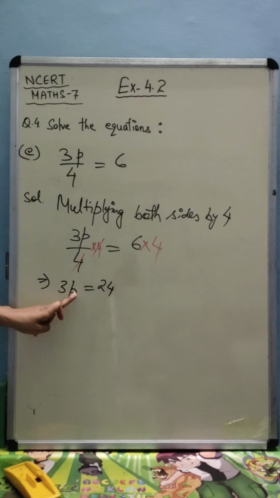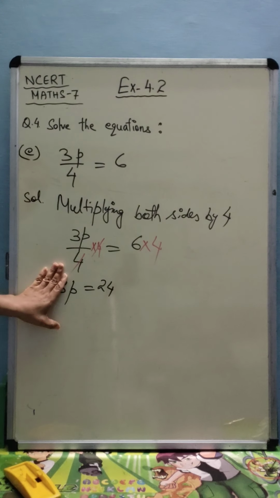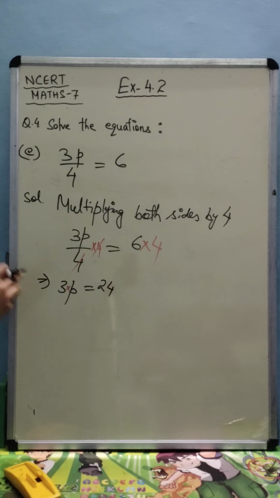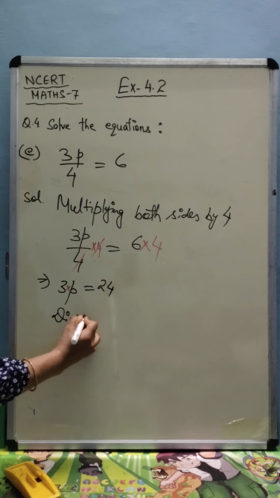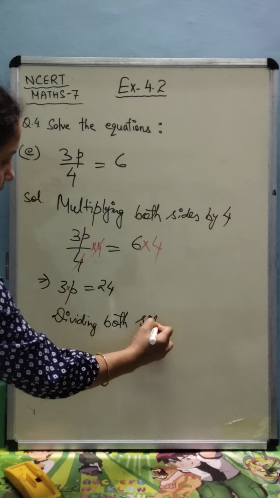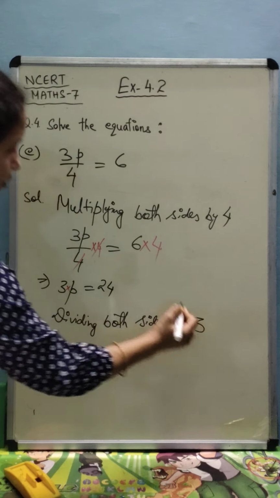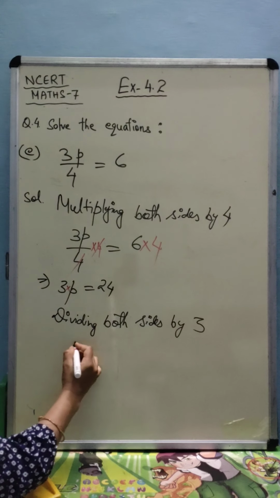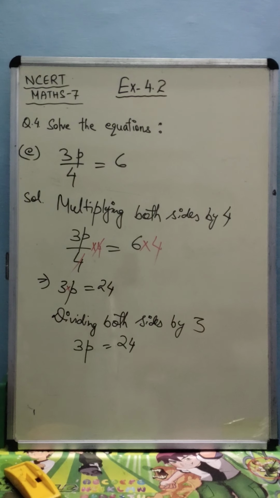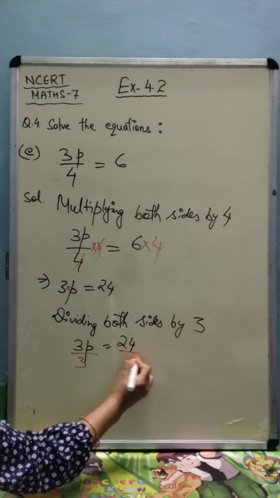Now we have still not got the solution. Still we have 3 with this p. So now we have to remove this 3. This 3 is multiplied with p. So what will we do? Just the opposite operation, that is, we will divide both sides by this 3. So we will write dividing both sides by 3. This was the equation here. Now we have to divide by 3 both the sides.